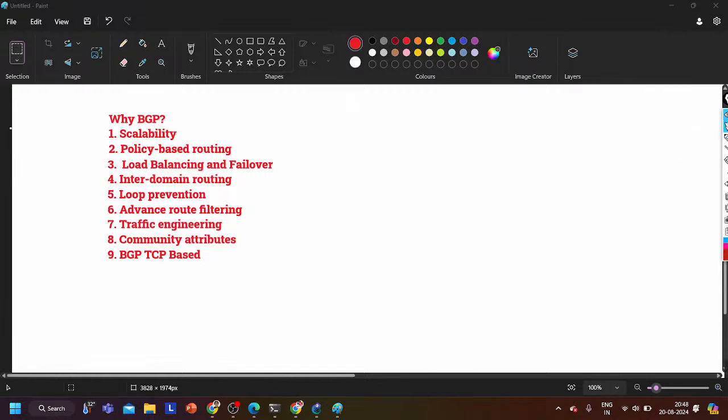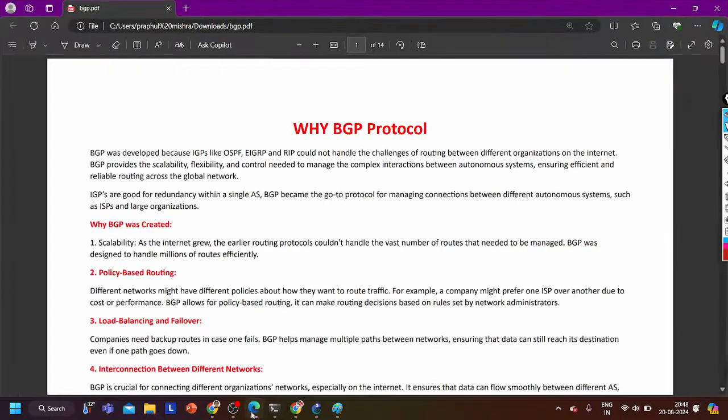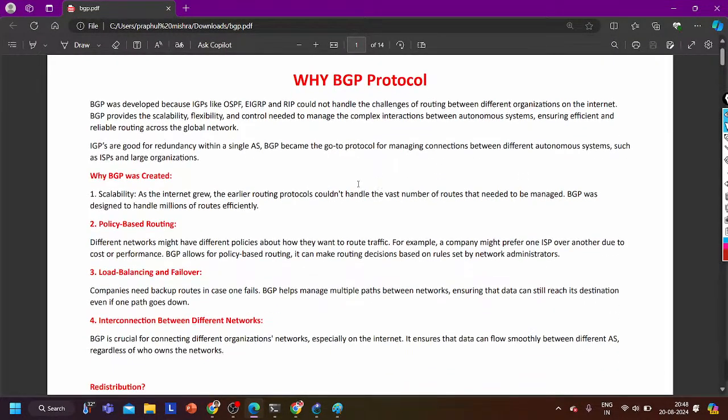Clear? Any question till here, guys? Yeah, sir, can you repeat the last point? Yeah, here I have written everything. See, why the BGP protocol? What is it saying?